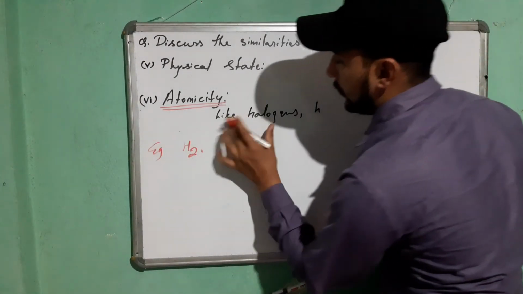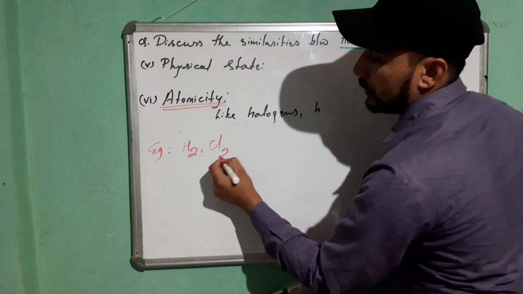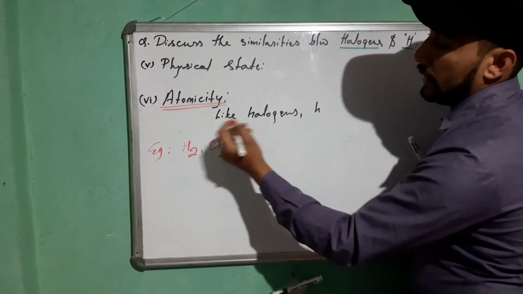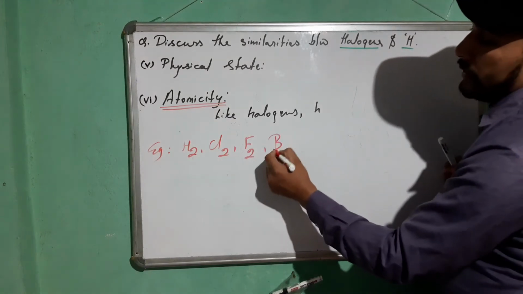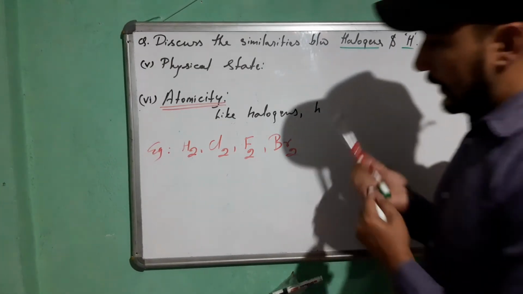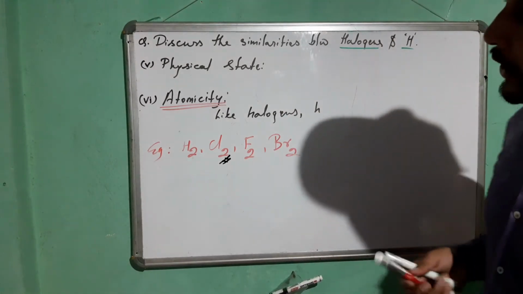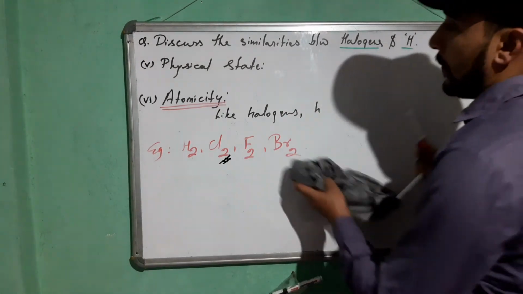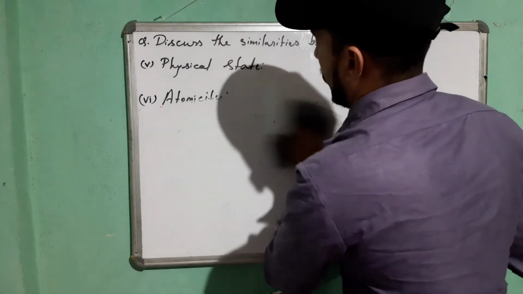Example you can give just after the sentence. You can give this example, H2. Chlorine you will write Cl2. Fluorine you will write F2. Bromine you will write Br2 and so on. So hydrogen and halogens are diatomic molecules. That is another similarity between halogens and hydrogen atom.